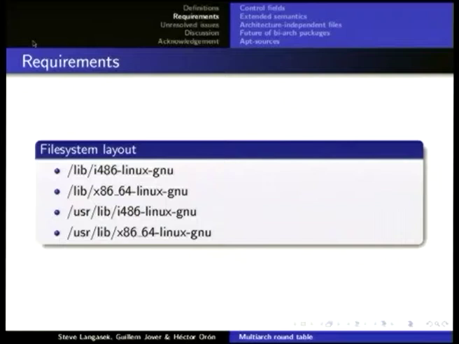So the proposal basically is to include triplet names into the library paths. So you can have the libraries for many architectures in your system. This is the 64-bit and 32-bit for the Intel architecture, but you can also add ARM or MIPS or whatever architecture you like.